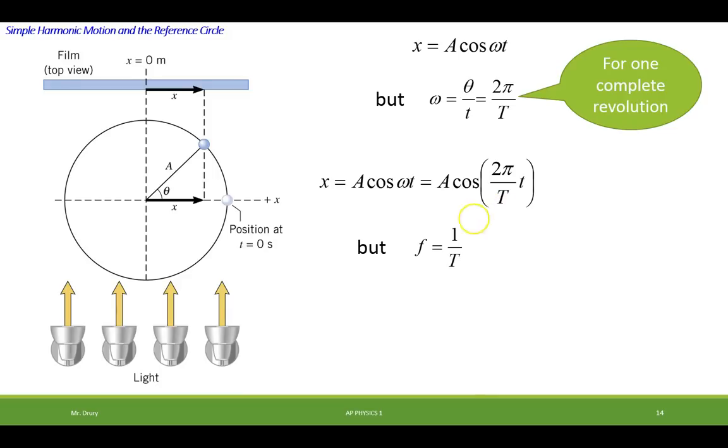But we also know that f, or frequency, is equal to the reciprocal of period. So we can either write it as a cosine omega t, or we can put in what omega is times t, or we can replace it with frequency in it, because we could do either 2 pi over period or 2 pi times frequency, because period and frequency are reciprocals of each other.